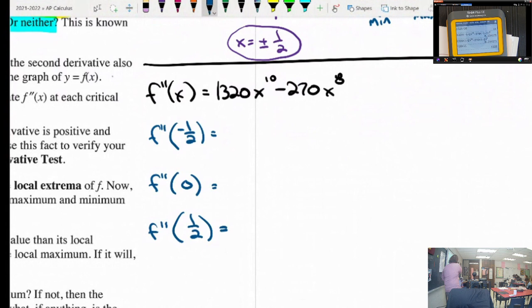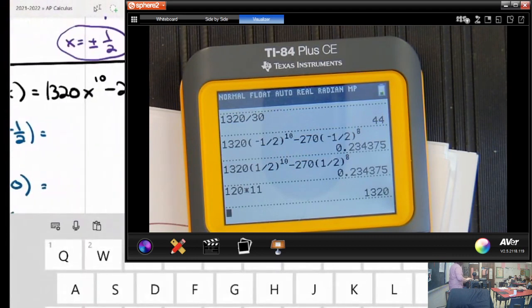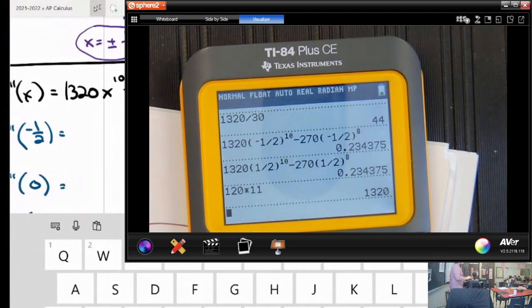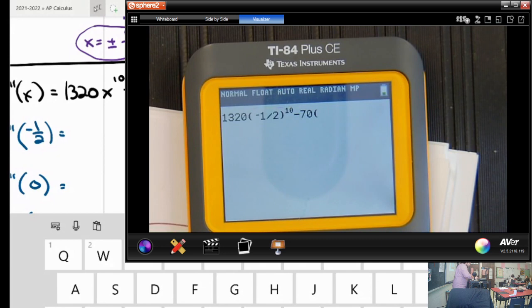Now this you probably are going to want to use a calculator for, so I'm going to make my calculator a little bigger so you guys can see it. Of course, I got to do some magic to make that happen. Man, that's slick. 1320 times negative 1 over 2 to the 10th power minus 270 times negative 1/2 to the 8th power.